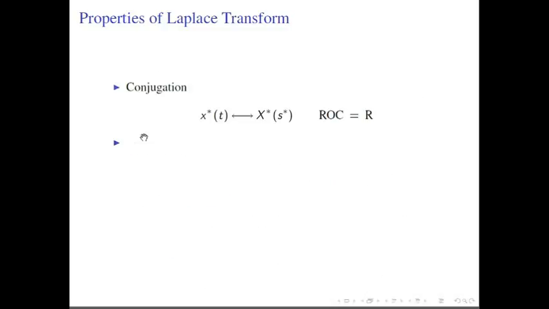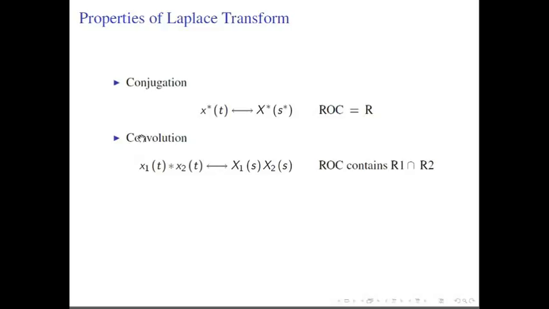The next property is the conjugation property. If I take the conjugate of the input signal x of t, then the Laplace transform will be conjugated, but the variable s will also be conjugated inside, which means X conjugate of s conjugate, and in this case the ROC will remain unaltered.